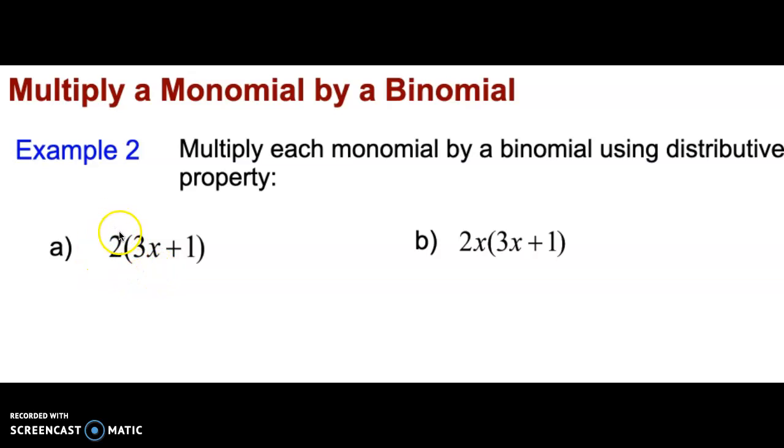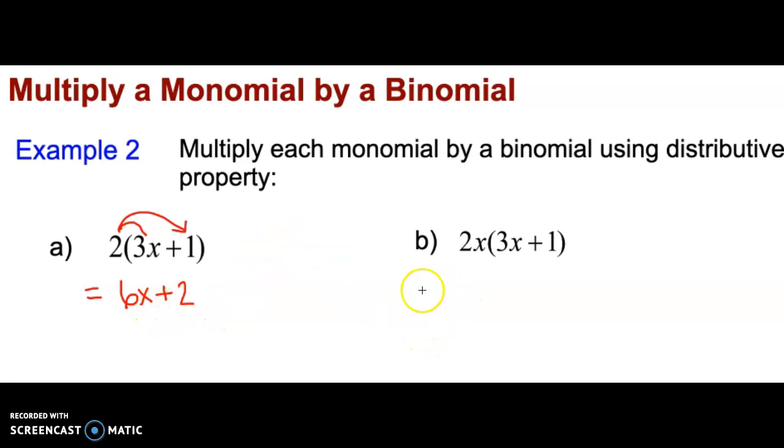So what we're going to do is first multiply this 2 by the 3x, and that will give us 6x. We then have to also multiply the 2 by this positive 1, and that will give us positive 2. So our answer here is simply 6x plus 2.